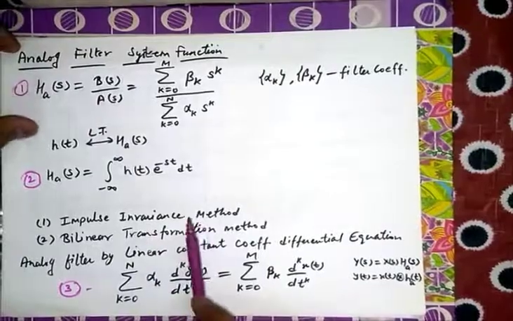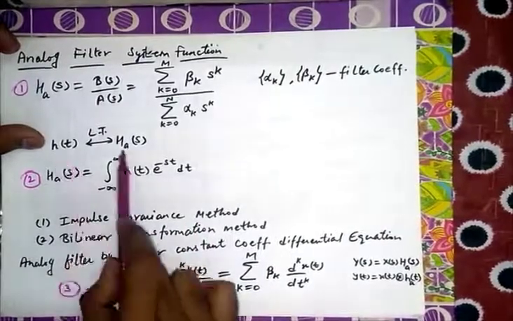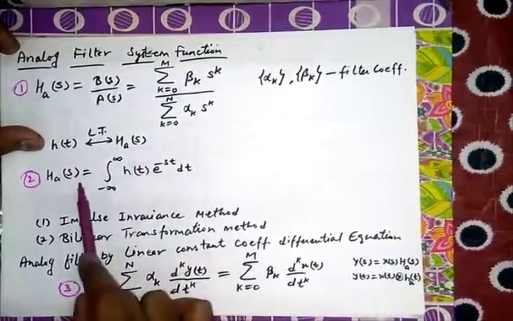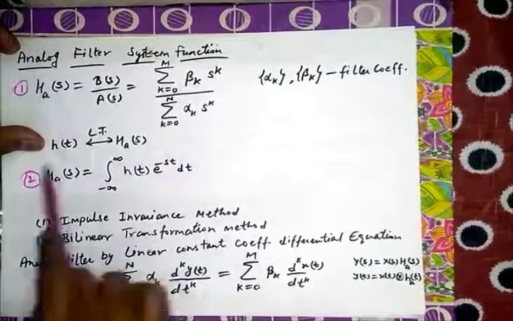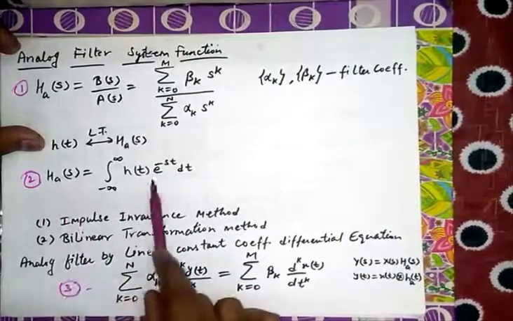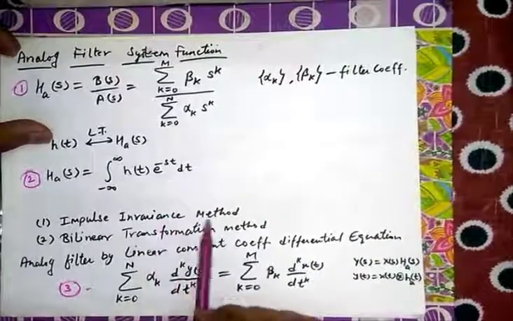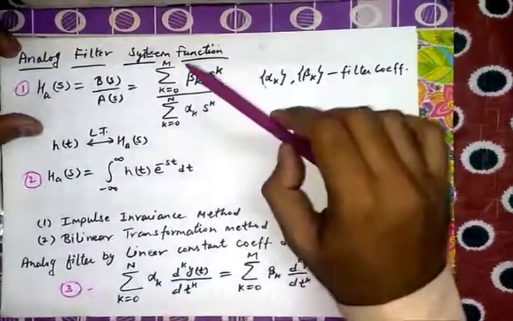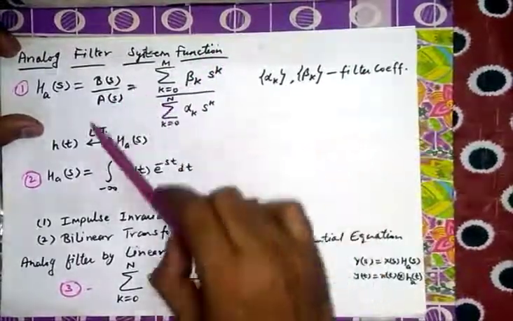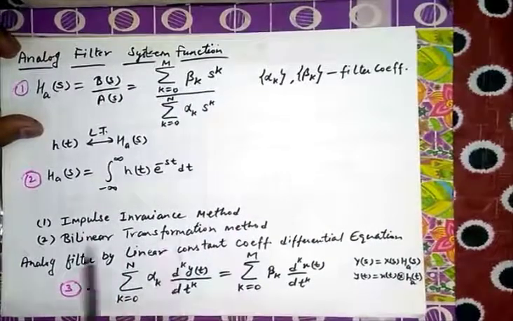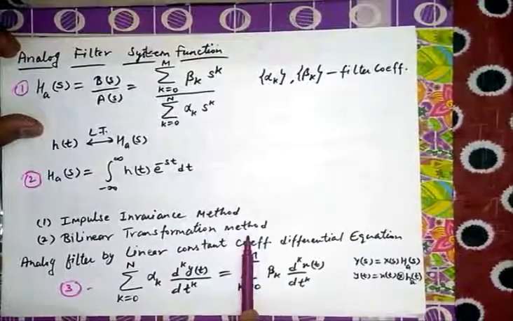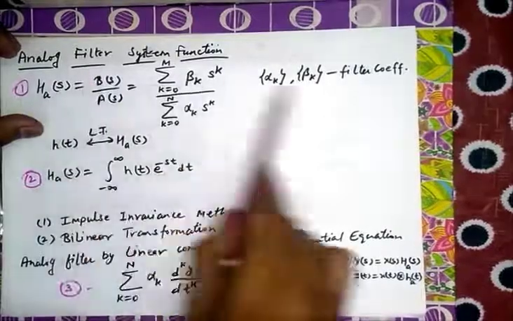A stands for analog, and we know that h(t) and H_A(s) are a Laplace transform pair, and by definition of Laplace, H_A(s) is equal to the integral of h(t) e raised to minus st dt. Now there are fundamentally two methods, the impulse invariance method or the bilinear transformation method, to convert an analog filter into a digital filter.